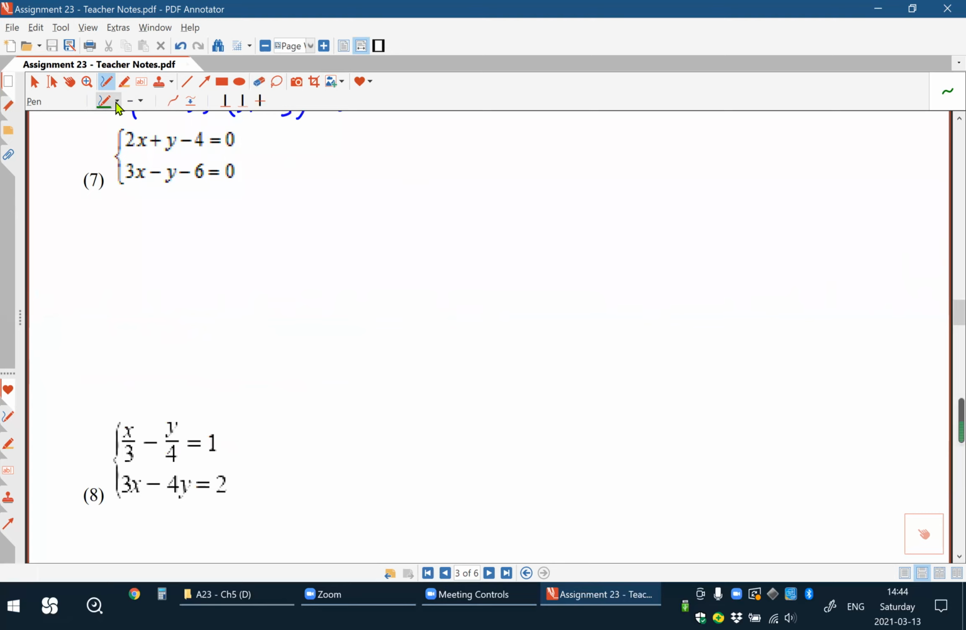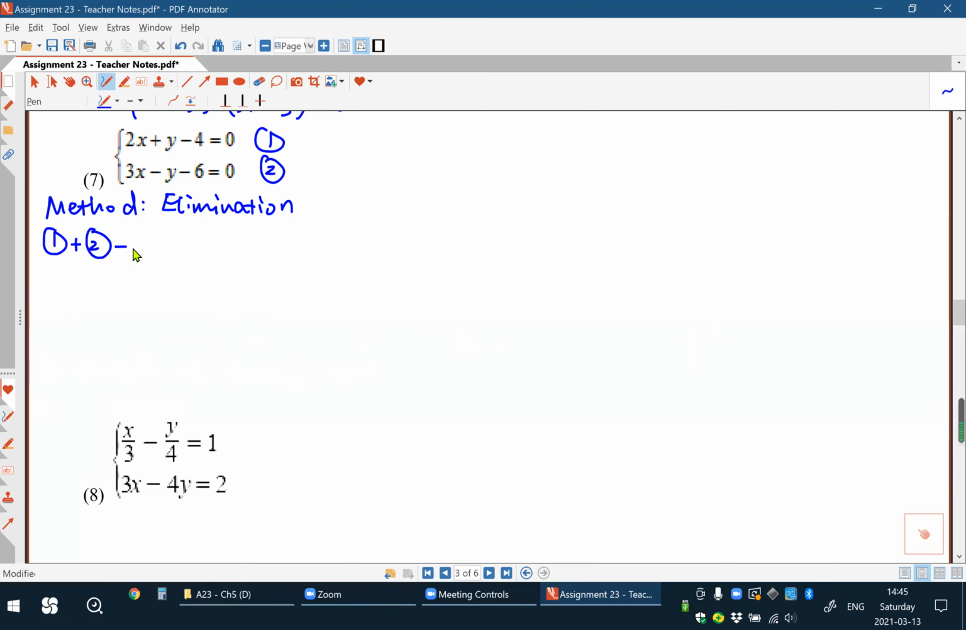Question 7. Okay, first let's label them with 1 and 2. Okay, method 1. I'll show you the elimination method. So which variable should we eliminate? Y seems easier, right? Because you only need to use equation 1 plus equation 2.